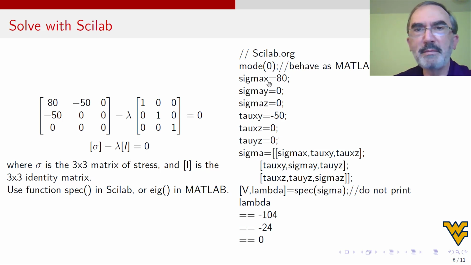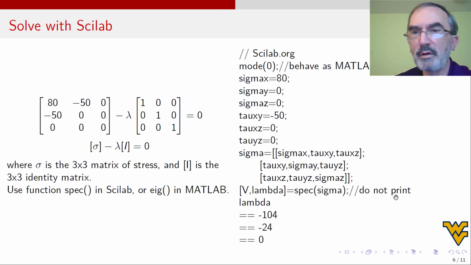Okay, so I put sigma x, sigma y, sigma z, which is 0, and tau xy minus 50, 0, 0. Now the formula for sigma is this: x, xy, xz, xy, y, yz, xz, yz, z. It copies these numbers into a 3 by 3 matrix, and this is the statement for spec.